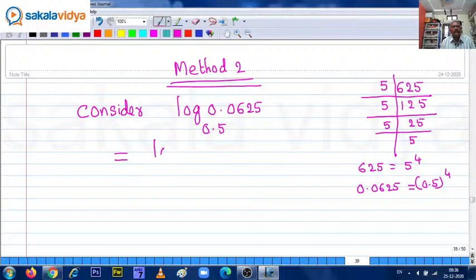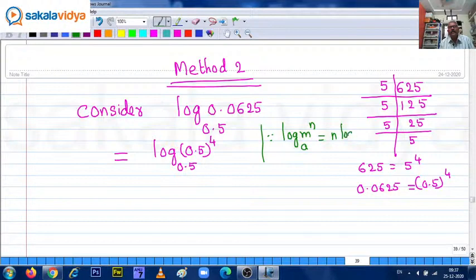This we can write as log 0.5 all to the power of 4 base 0.5. So we have one formula, log m to the power of n to the base a, the power rule. This is n times log m to the base a. So 4 comes in front like this: 4 times log 0.5 to the base 0.5. Obviously it will be 1. So 4 times 1, the answer is 4.